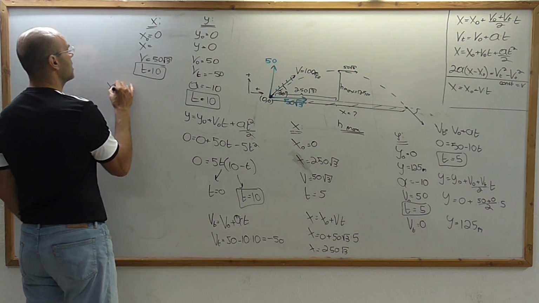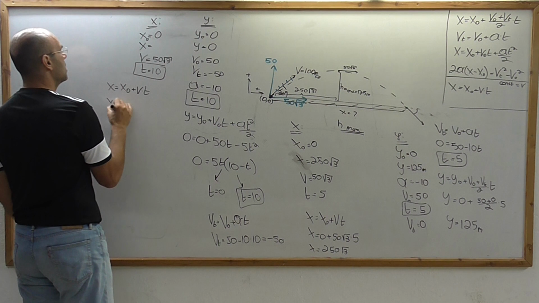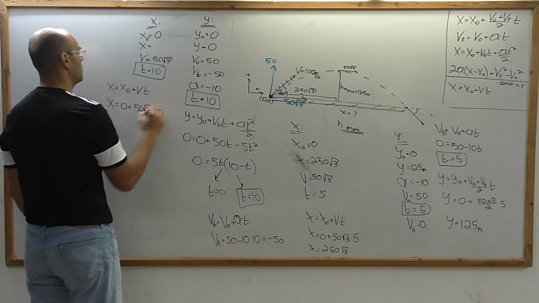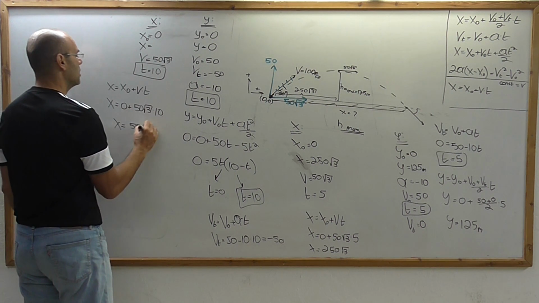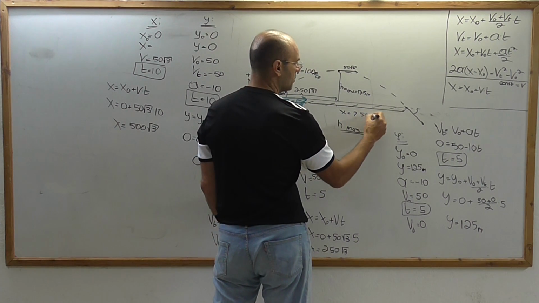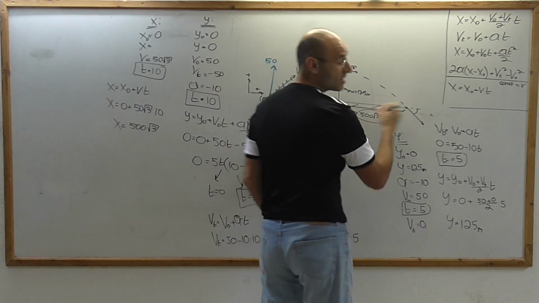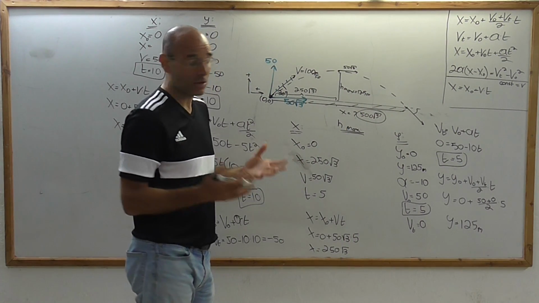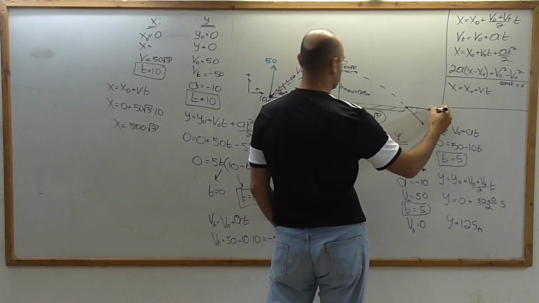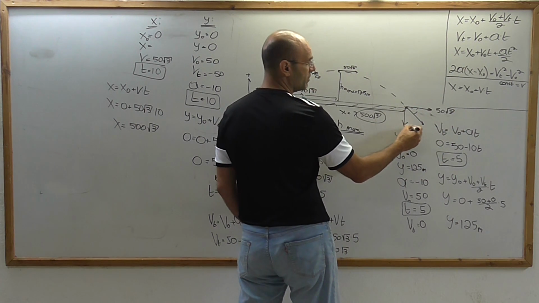Okay, let's find the x. X equals x0 plus v multiplied by t. X equals 0 plus 50 square root of 3 times 10, 500 square root of 3, which is exactly twice. And so now we know it's a symmetrical problem. In the x-axis, the velocity is 50 square root of 3. In the y-axis, the velocity will be 50.